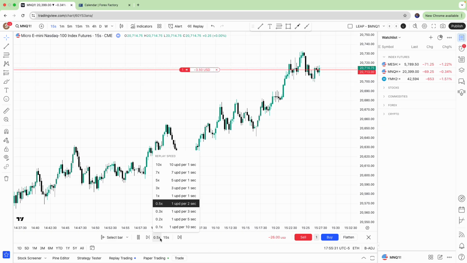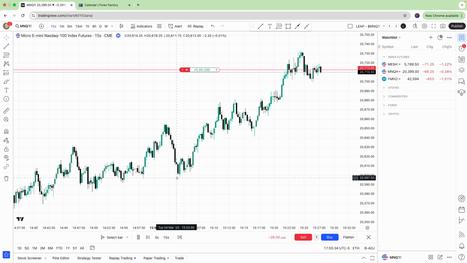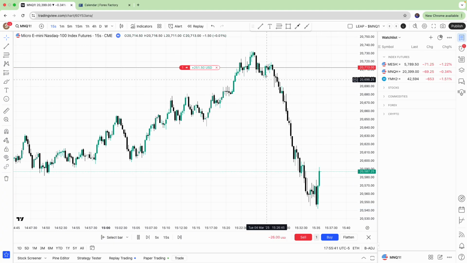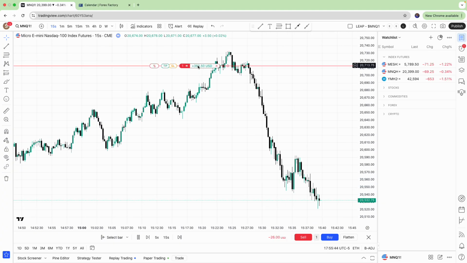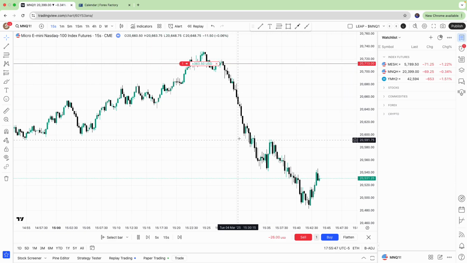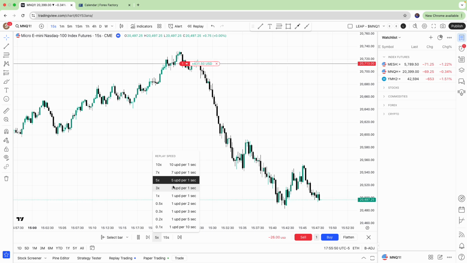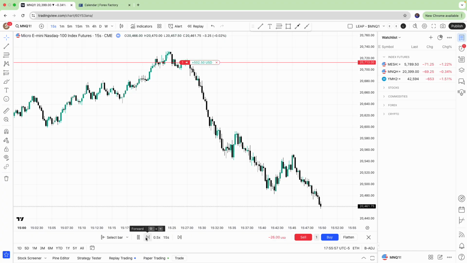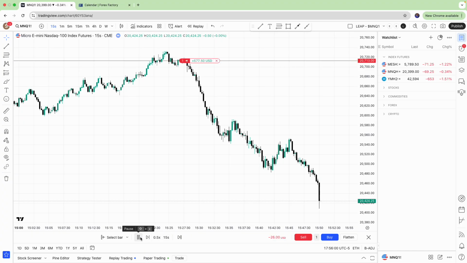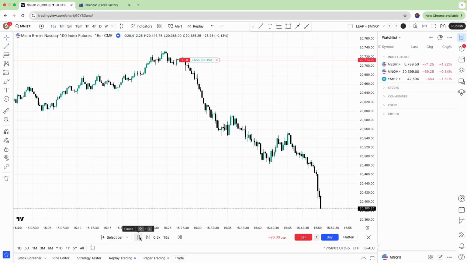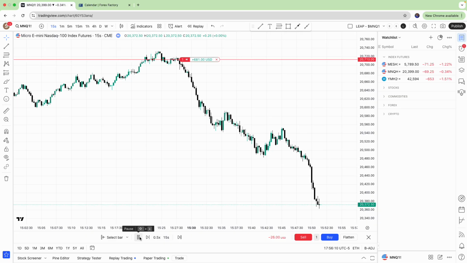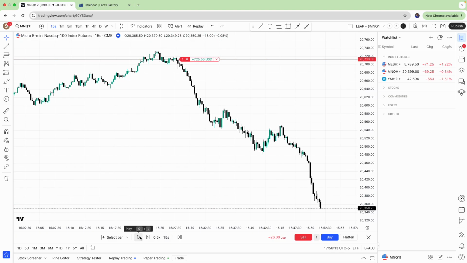Oh, I can speed this up. Okay, so you can see that because price is indeed going lower, this is green and the dollar amount is going up. So there's an example of a short.